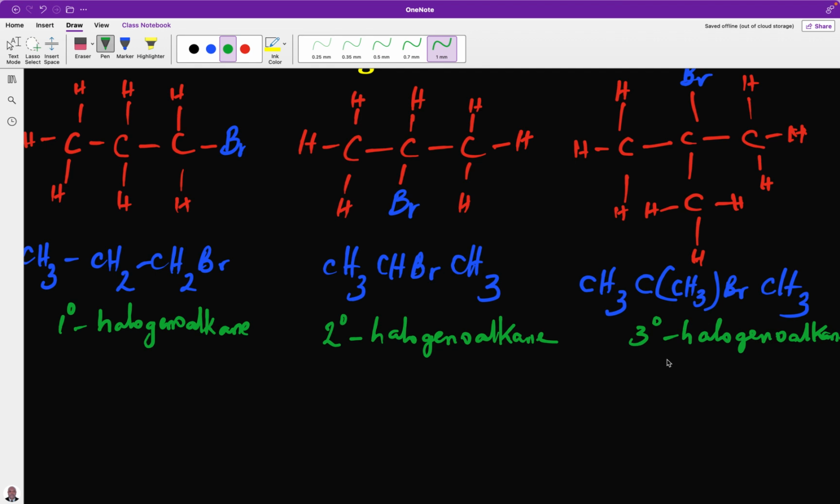Examples of nucleophiles include the cyanide ion, the hydroxide ion, and the ammonia molecule. Molecules like these have lone pairs of electrons to give. We also have water, which has a lone pair of electrons to give, and many others. These are examples of nucleophiles.